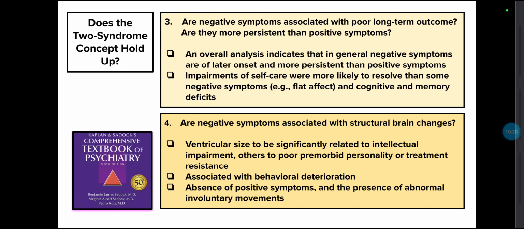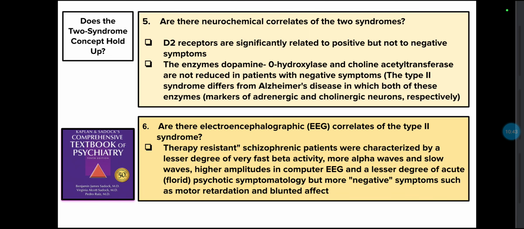So, ventricular size was found to be significantly related to intellectual impairment, and also others to poor premorbid personality or treatment resistance. And it is more associated with behavioral deterioration, and these structural brain changes are associated with absence of positive symptoms and the presence of abnormal involuntary movement. So structural brain changes correlate with the presence of the negative symptoms.